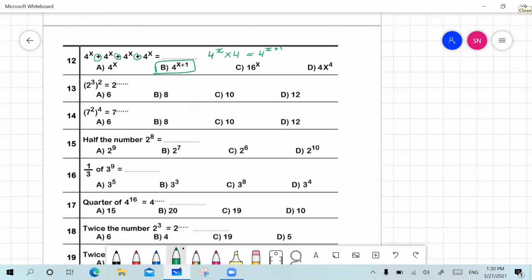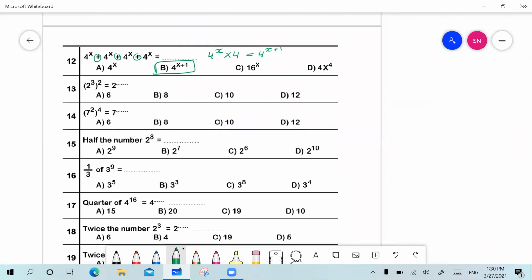Okay, and let's go now for number 13. I have 2 to the power of 3 all to the power of 2. This is going to equal 2 to the power of 6. I have here a power and a power, so I must multiply them. So this is 2 to the power of 3 times 2, which is equal to 2 to the power of 6. Thank you, dear.